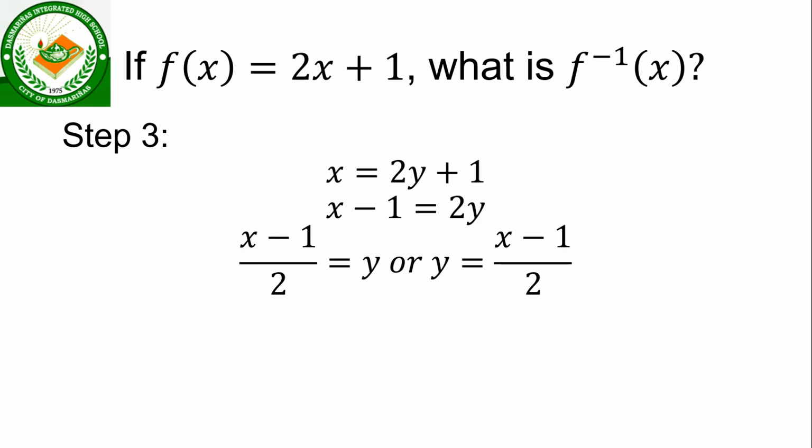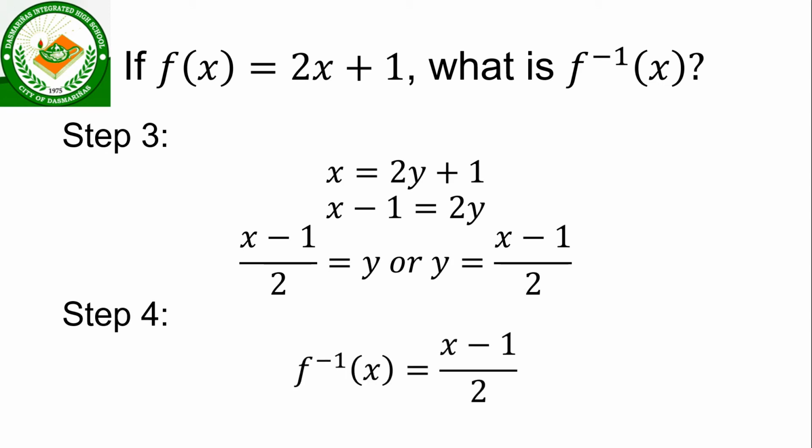For our step number 4, we will replace y by the inverse function notation, inverse function of f of x. That will be equal to (x minus 1) over 2. So this will be the inverse function of f of x equals 2x plus 1.